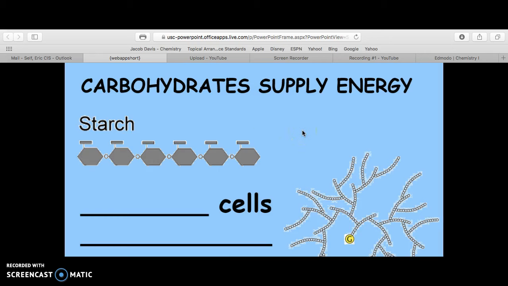Carbohydrates supply energy. So you've got starch here. Starch is available in plant cells. We talked about the potato. The plant cells here will store glucose as starch. And so when we consume a potato, we're actually consuming starch, which will get broken down back into glucose.